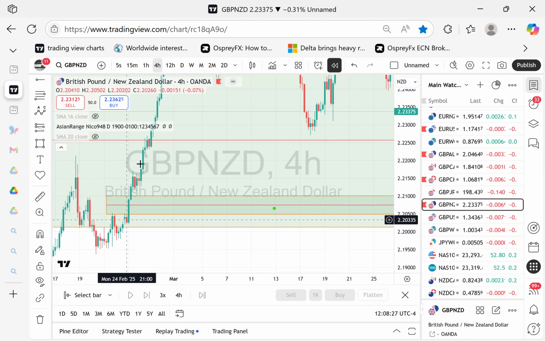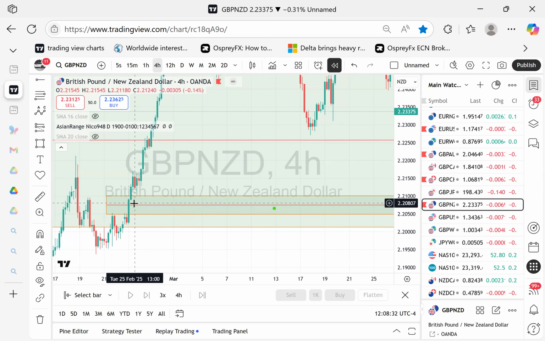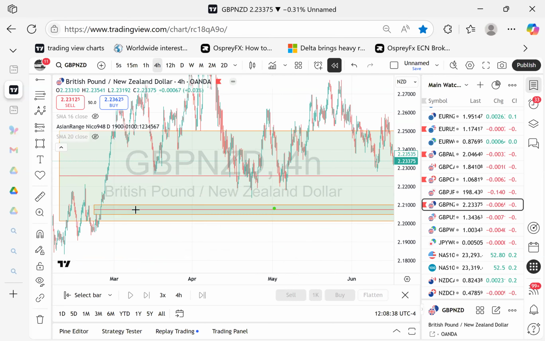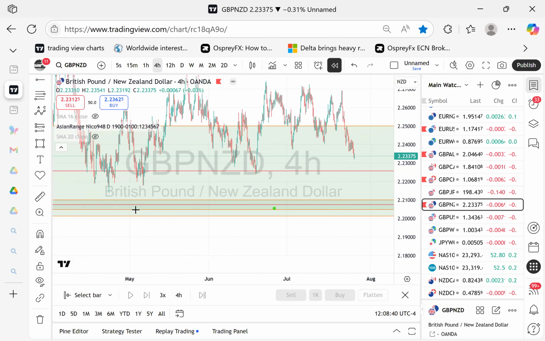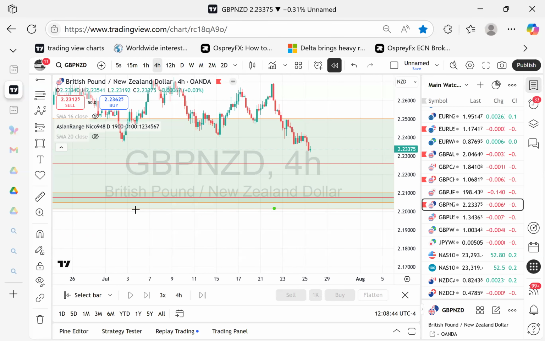So price got out of here fast. It's going to come back down here to this area. 1,000%, that's where I would be trading that back to. Y'all tracking?